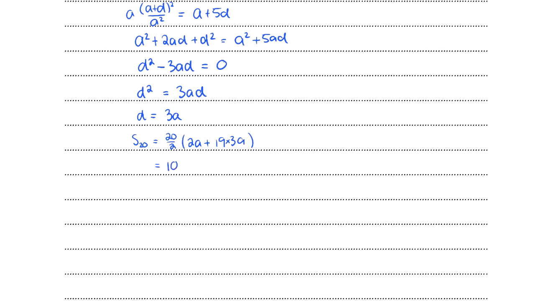So we will get 2 on 20 is 10, and we have 2A plus 3 times 19 is 57A. 57A plus 2A is 59A, times it by 10, and we get 590A. And that should be our answer.